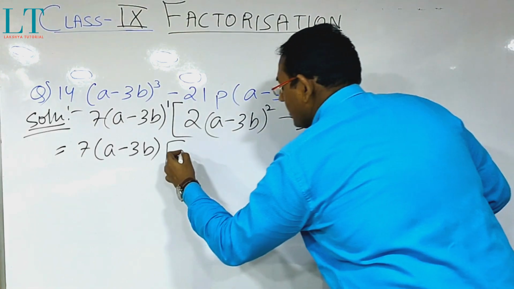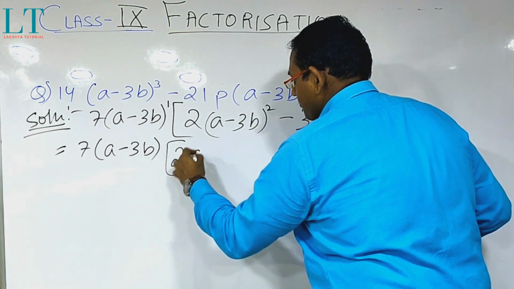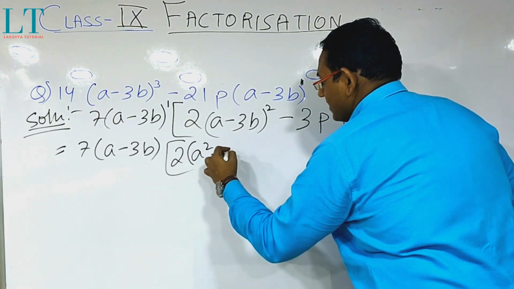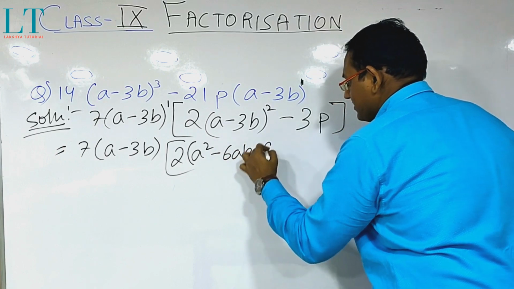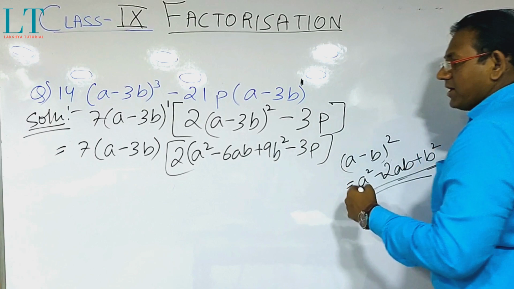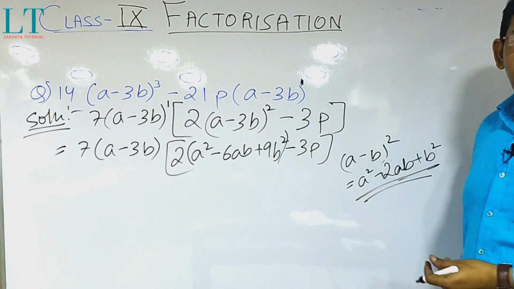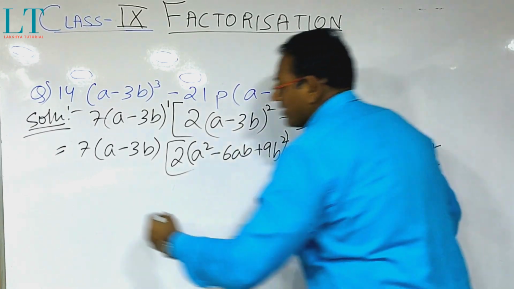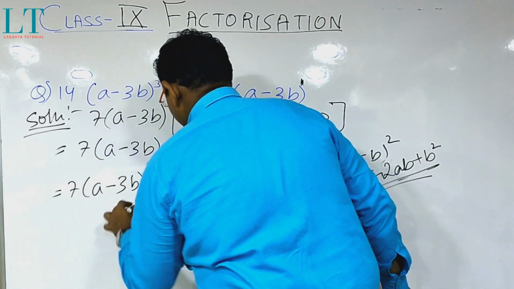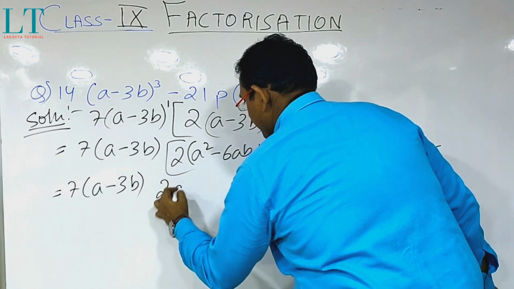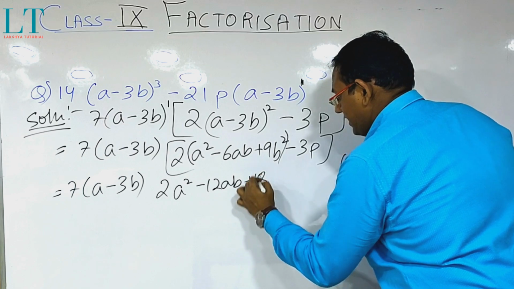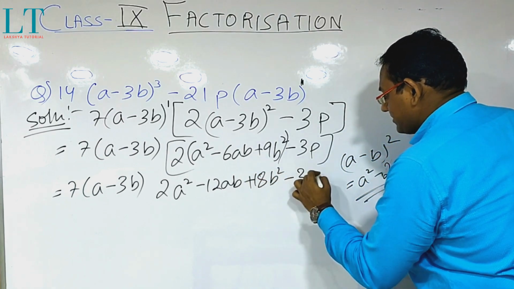So let us do that. So let me apply the formula. This would be a square, let me put a first bracket, a square minus 6ab plus 9b square, and there would be a minus 3p over here because this is the second expression. So let me open the bracket over here. So the answer would be 7(a minus 3b) into the bracket, and in the second case we will get 2a square minus 12ab plus 18b square minus 3p.